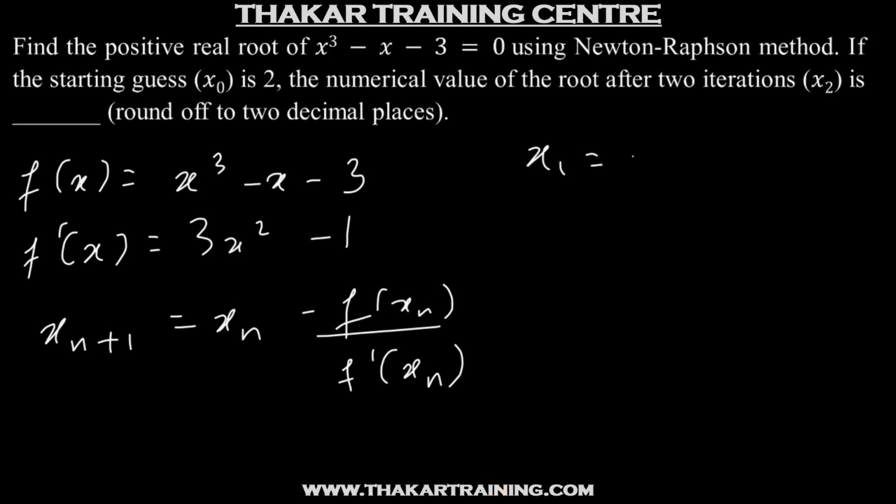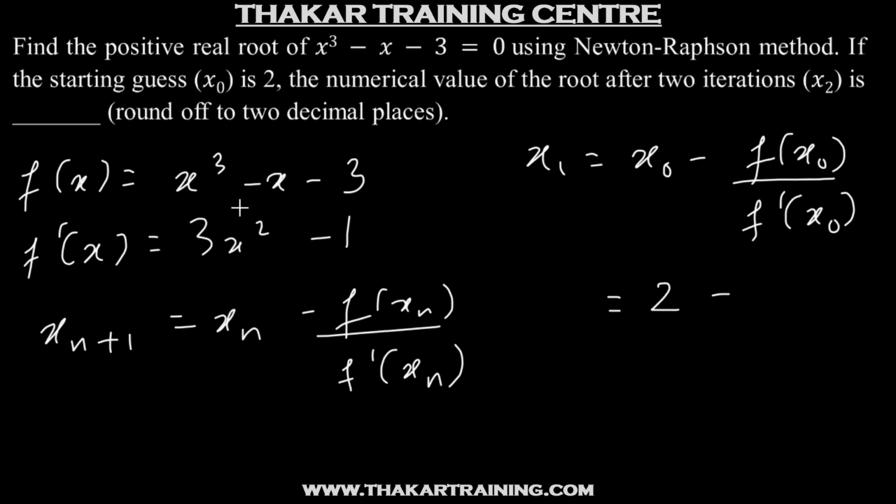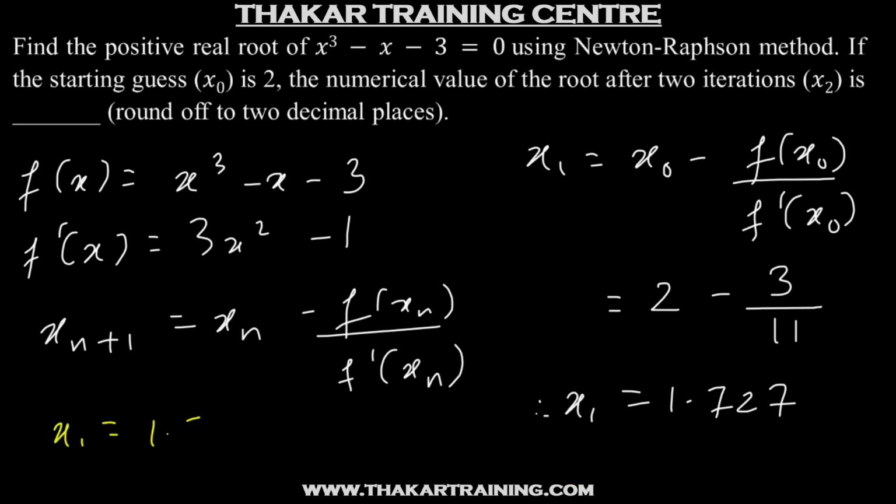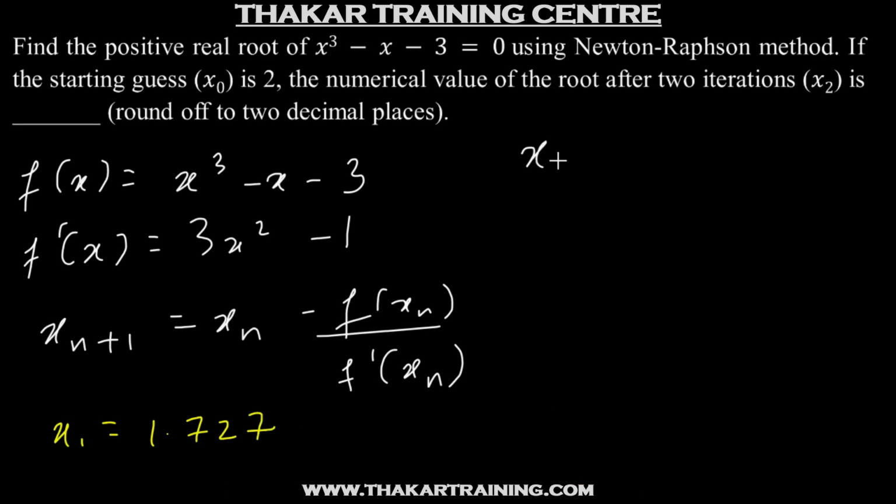So x1 will be equal to x naught minus f of x naught upon f dash of x naught. So here the starting guess x naught is given as 2. So this is 2 minus f of x naught, which will be f of 2. So this is 2 cube, that is 8, minus 2 is 6, minus 3 is 3, upon f dash of x naught, which will be f dash of 2. This is 3 into 4 is 12, minus 1 is 11. So this is 11. So this on simplification gives 1.727. So we have the value of x1 is 1.727, and note the same over here, we have x1 equal to 1.727.